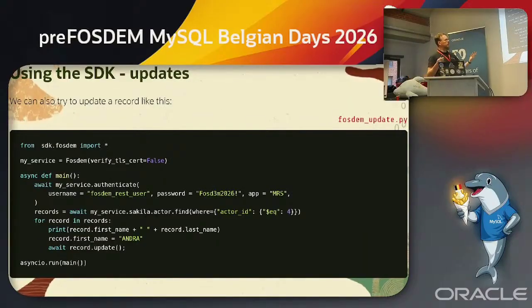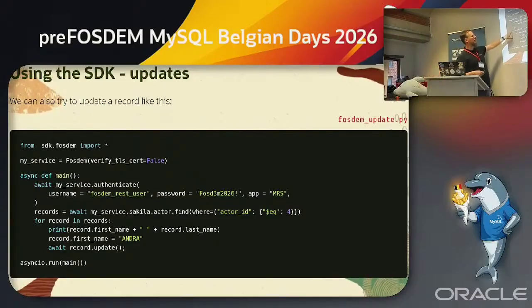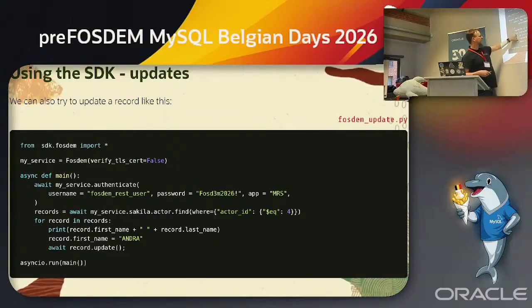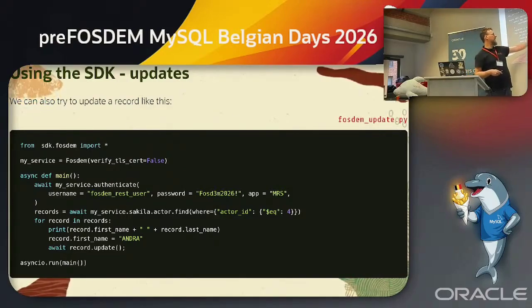So, like I said, we can also update. This time, we say, I want to find an actor where the ID is 4, and I will print it, but I will change the first name to Andra. Then I will update, and that's it.